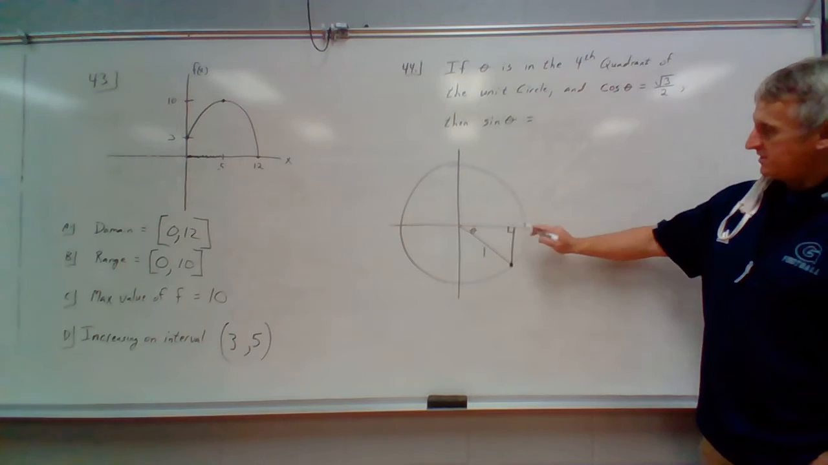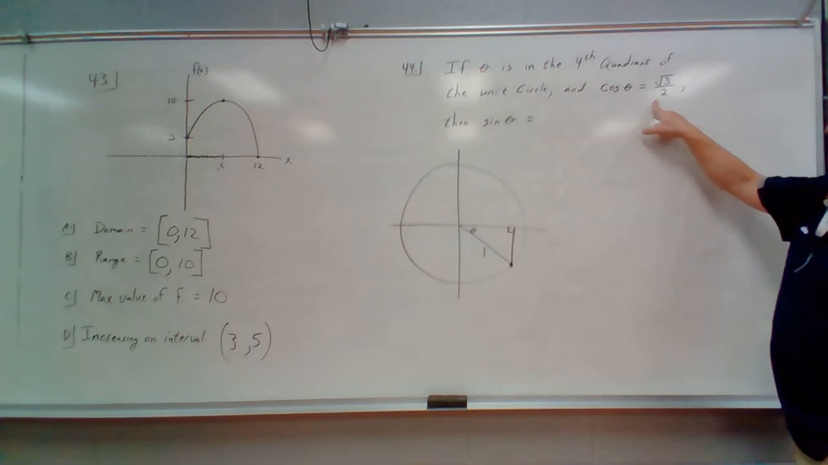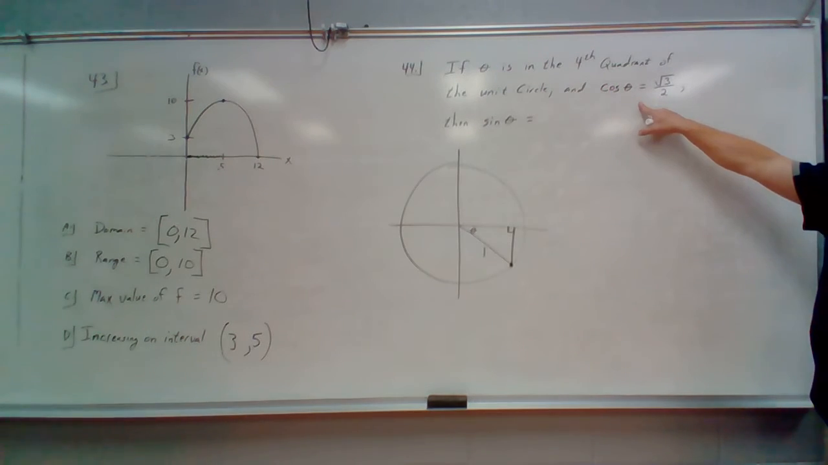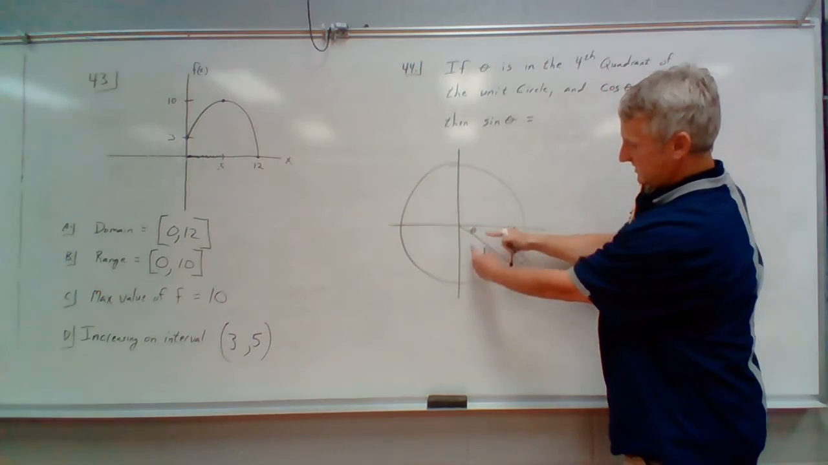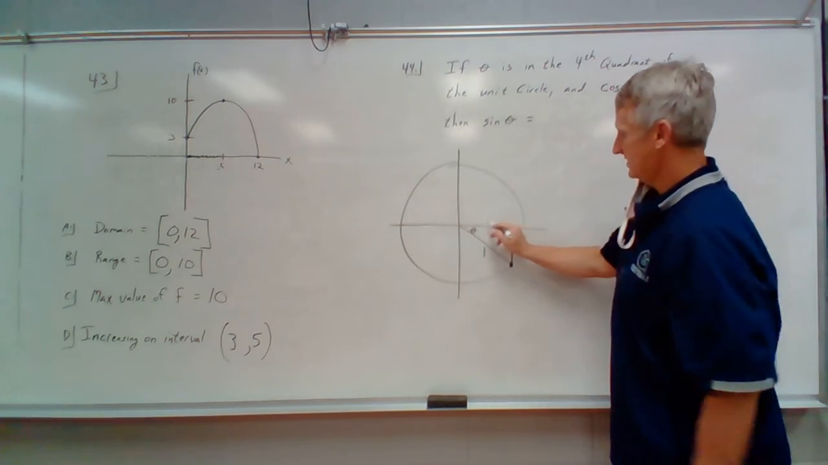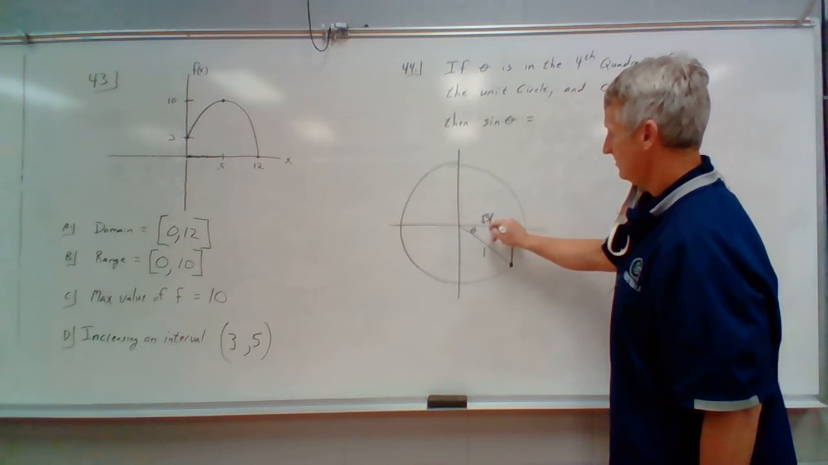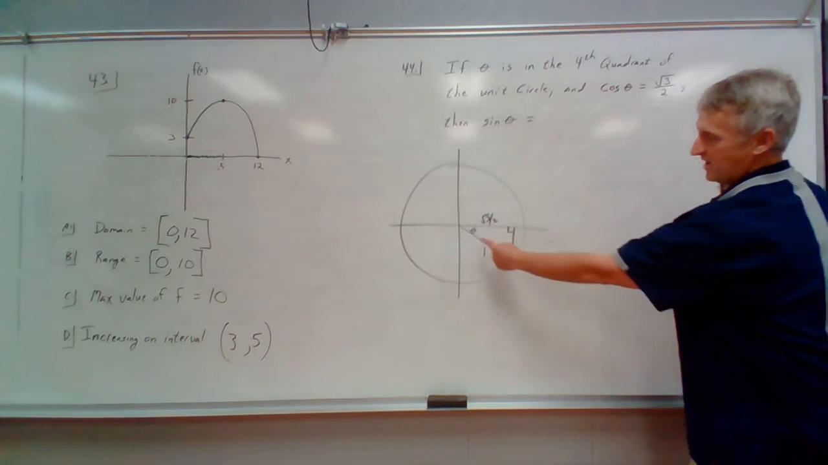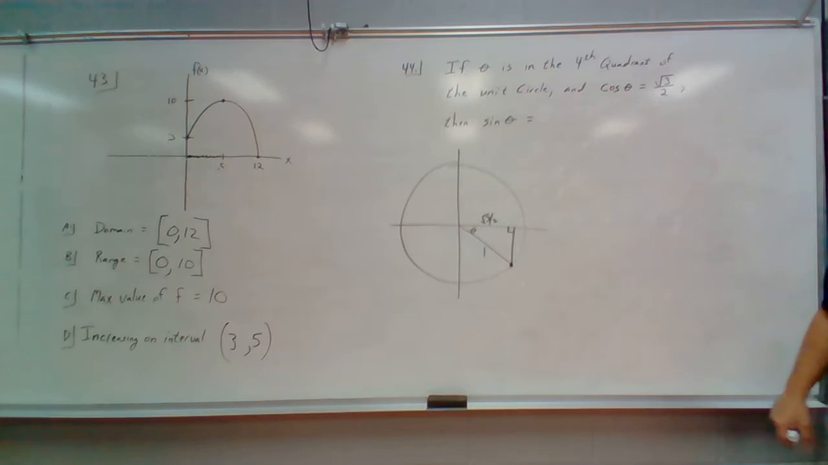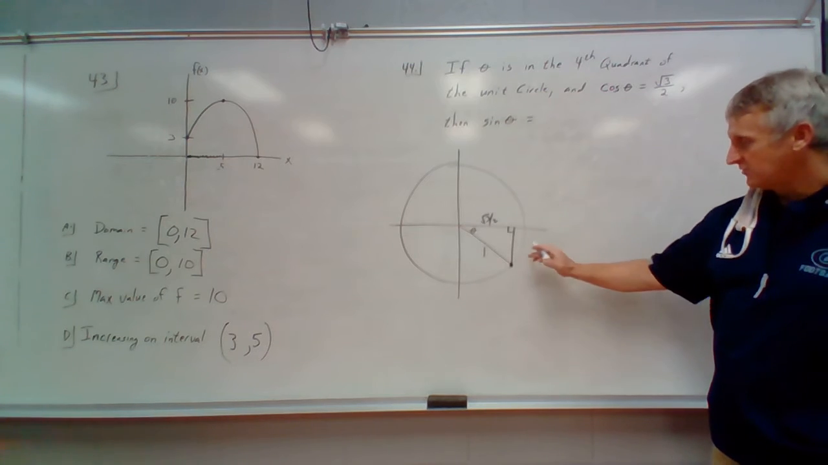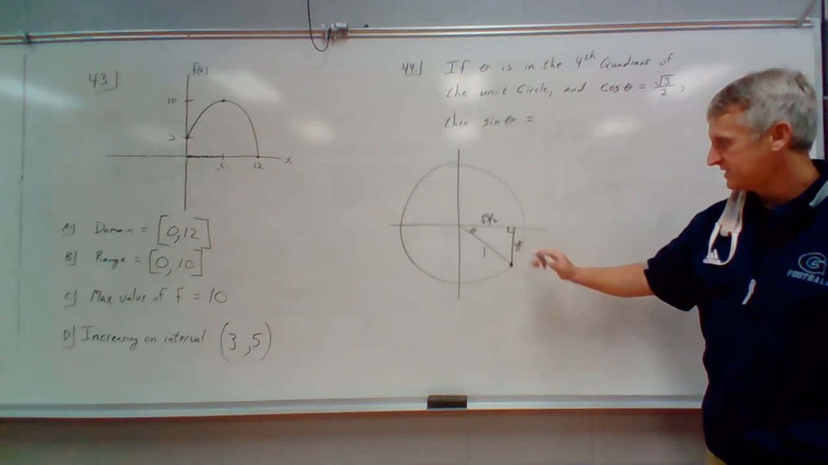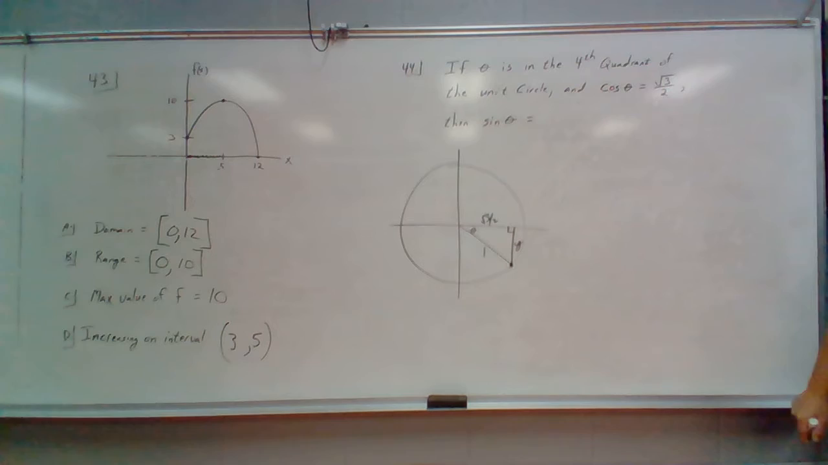All right, so for this triangle, cosine of theta is the square root of 3 over 2. Remember, cosine is adjacent over hypotenuse. So relative to this angle, this is my adjacent side, square root of 3 over 2, and my hypotenuse is 1. We want to figure out what the sine is. Remember, sine is opposite over hypotenuse, so I need to know the length of this side of the triangle.